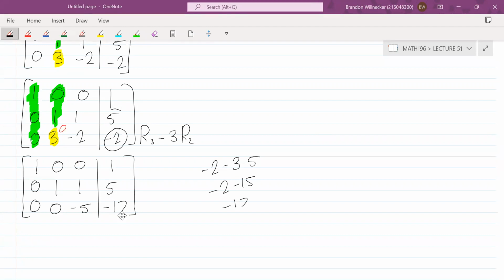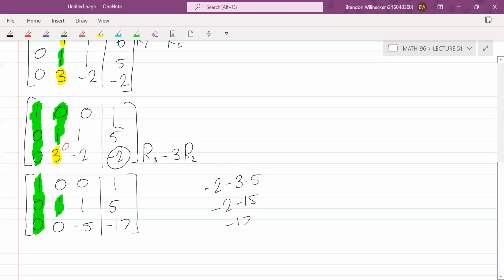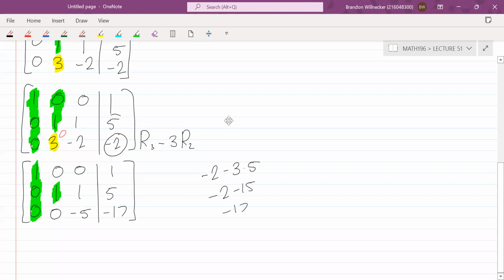Okay, so again, let's look at our progress so far. Column 1, that's done. Let's look at column 2. The second row, second column, that's a 1. Okay, that's good there. If we look at the one above, that's a 0. The one below, that's a 0. So that's all done now. So tick and tick.